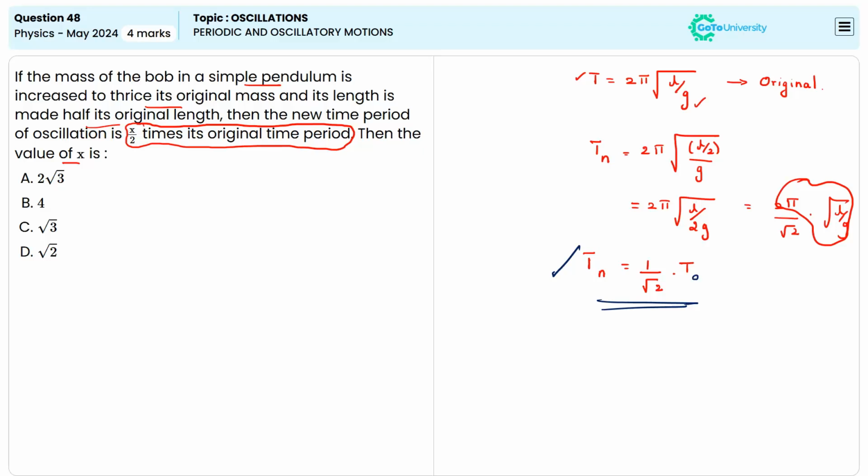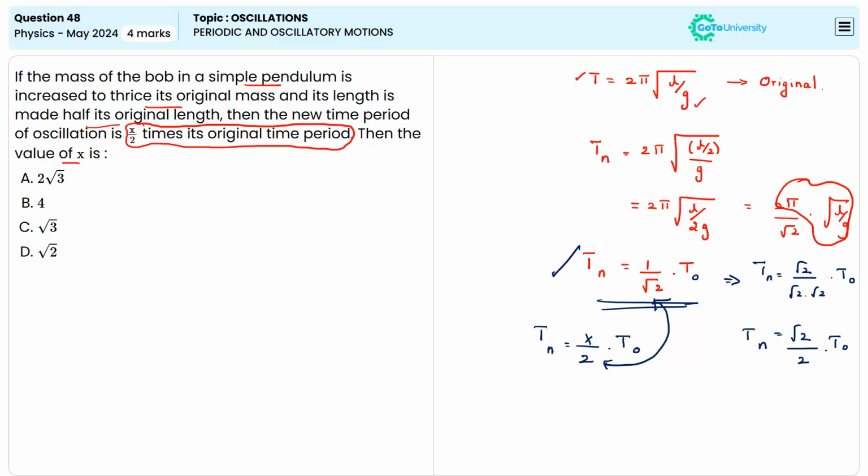It's given in the question that the new time period will be equal to x over 2 times its original. So here we have to change the denominator into 2. For that, we can multiply root 2 on the up and down side of the T new equation. So T new will be equal to root 2 divided by root 2 times root 2 times T naught, which will be equal to root 2 divided by 2 times T naught.